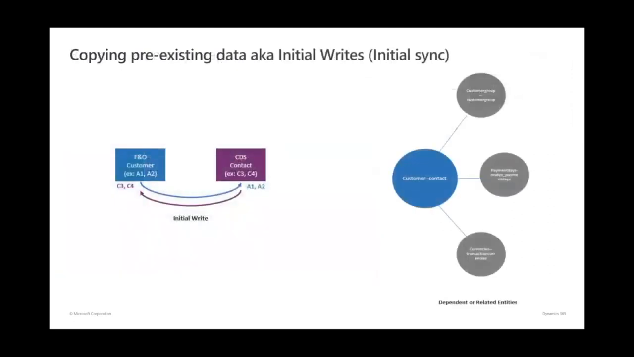So why do we have initial writes? Thinking about the customer. As said some minutes before, the customer in F&O contains a lot more mandatory fields than it does in CE. So we need to enrich the model for a customer in CE so that the data can fly nicely without defaulting any value. That is what we did, for example, in DI, the Data Integrator.